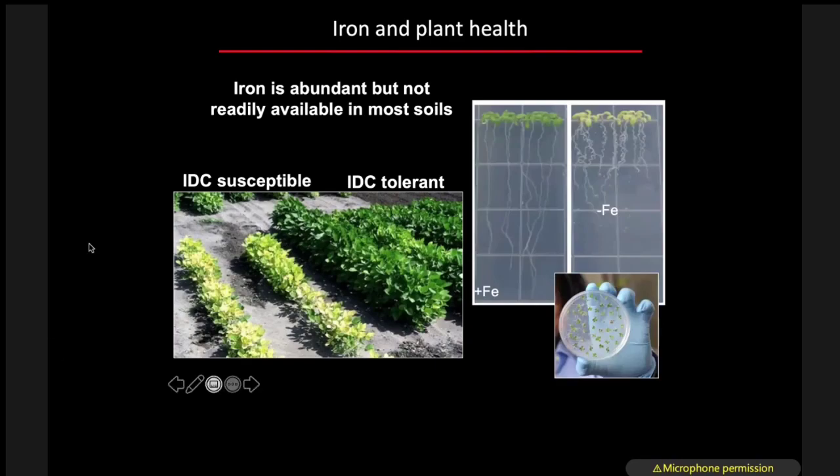And again, this picture is a little bit redundant with another picture. And so I study it. This is what iron deficiency chlorosis looks like in soybean, and I study it in Arabidopsis thaliana. And we often grow them on these Petri plates that allow us to do really nice molecular work.